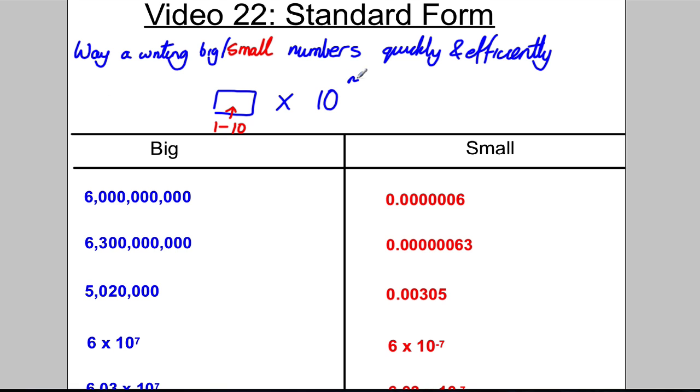And what about this? This is always a whole number. Now, if it's a positive whole number, it talks about big numbers. And if it's a negative whole number, it would be about small numbers. So that's what a number in standard form always looks like. Some number between 1 and 10 multiplied by a power of 10. If the power is positive, we're talking about big numbers. If it's negative, we're talking about small numbers.